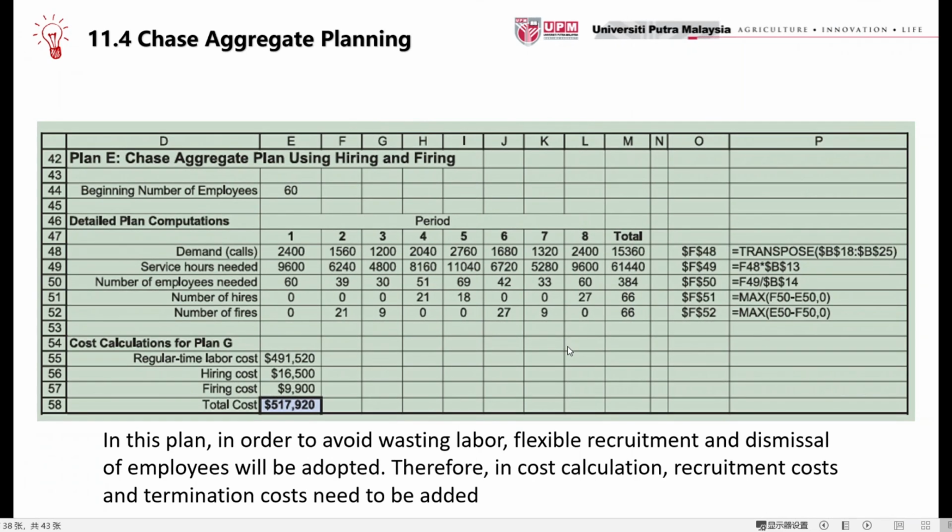And the chase aggregate plan needs hiring and firing. It means the company always adjusts the number of employees according to the situation. Because of this, the company needs to pay the hiring cost and the firing cost in the total cost.